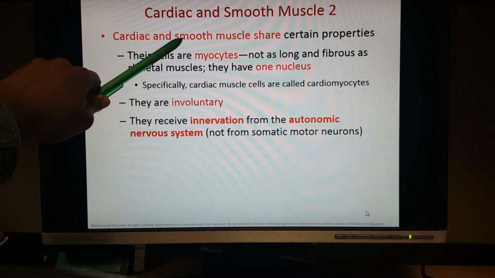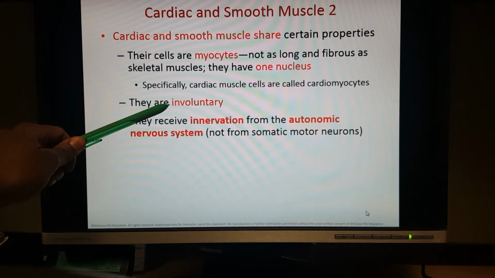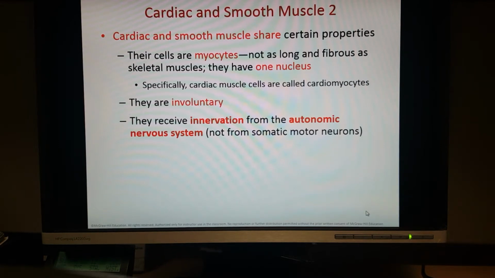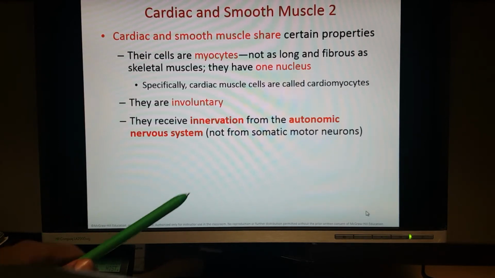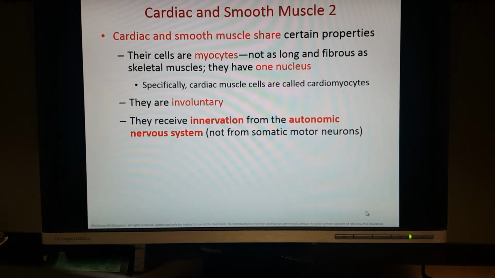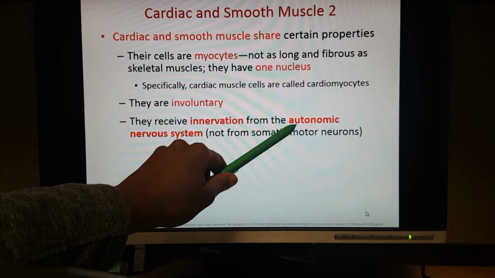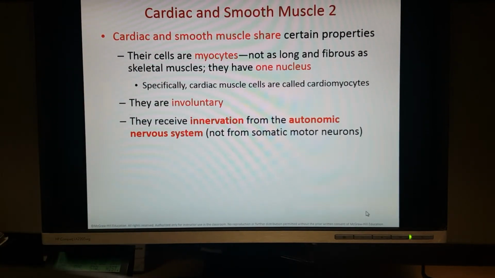We also can't tell the smooth muscle that makes up our hollow organs on the inside of our body to contract whenever we want to. Again, it's involuntary, unconscious control, so our brain can't control it. Both cardiac and smooth muscles receive innervation, nerve signals, from the autonomic nervous system, not from a somatic motor neuron controlled by our brain, but through the autonomic nervous system, which is controlled by the brain stem.